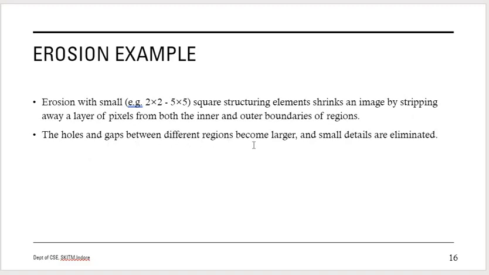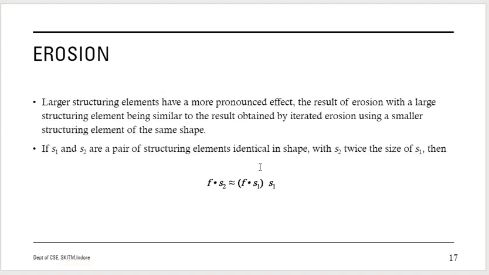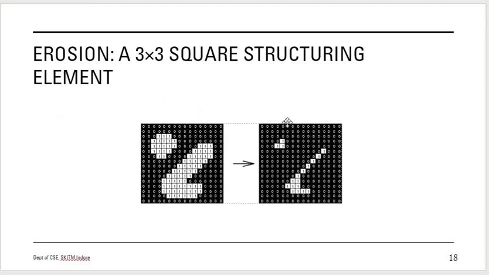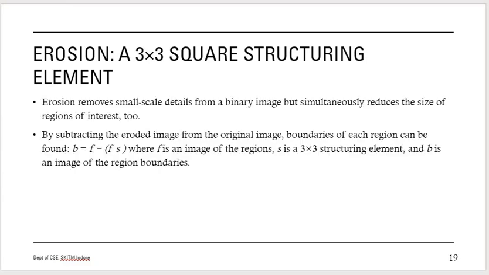The holes and the gaps between the different regions became larger and the small details are eliminated. Here we are shrinking an image by stripping away a layer of pixels from both the inner and the outer boundary of the region, and the gaps between the two letters become larger and the small details are eliminated. Mathematically we can represent the erosion operation like this. Instead of 2x2 we have used a 3x3 structuring element. It depends upon the application also.